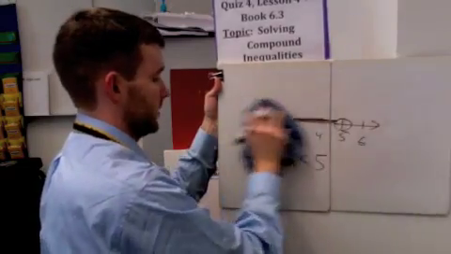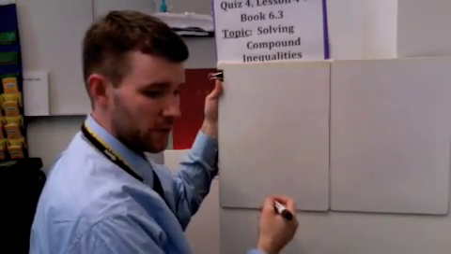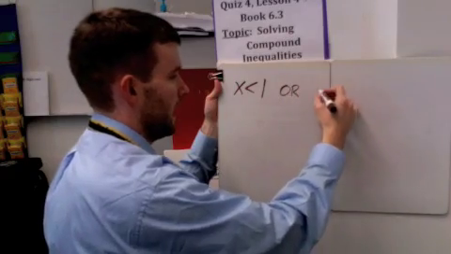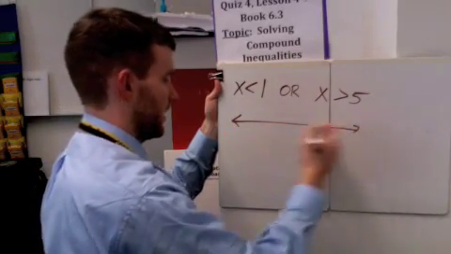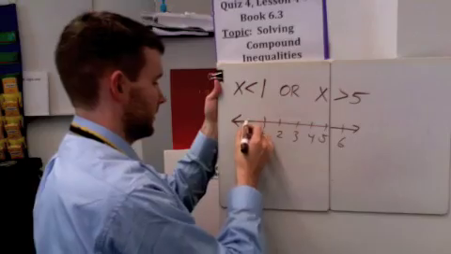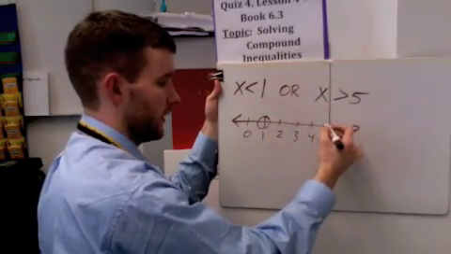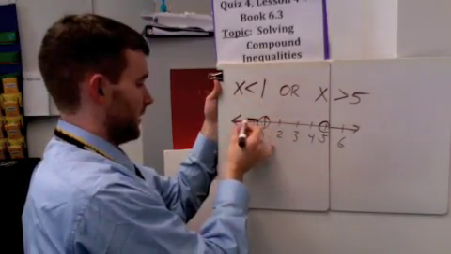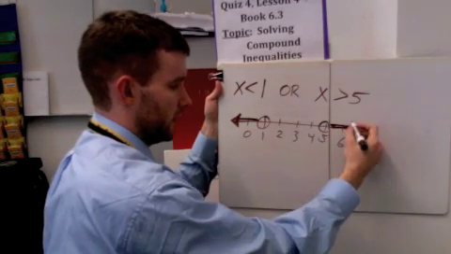The second type of compound inequality uses the word "or". And so let's use those same numbers. We might say that x is less than 1 or x is greater than 5. And so we're going to draw the same type of number line graph, and there's 0, 1, 2, 3, 4, 5, 6. So again, it's not equal to 1, so we draw the open circle, and it's not equal to 5, so the open circle. Now, x has to be less than 1, and so that's to the left of the 1. Or x is greater than 5, and so that would be to the right of the 5.